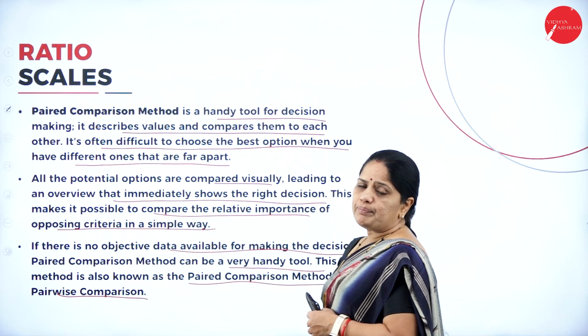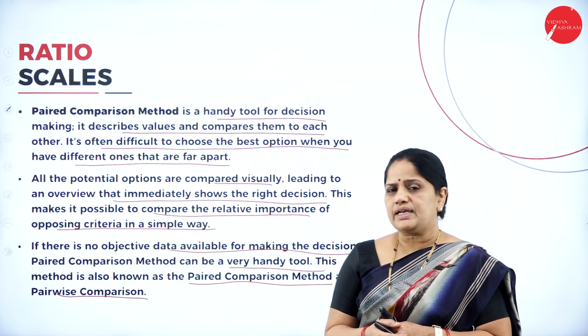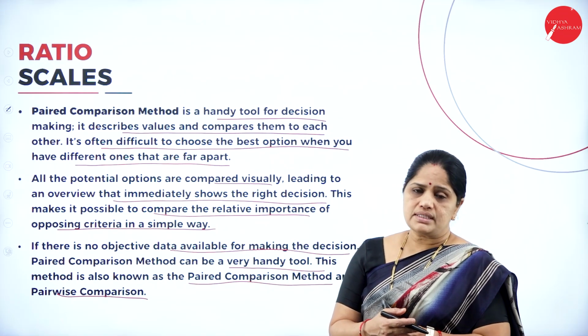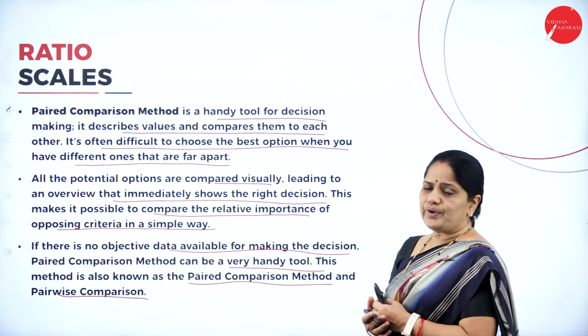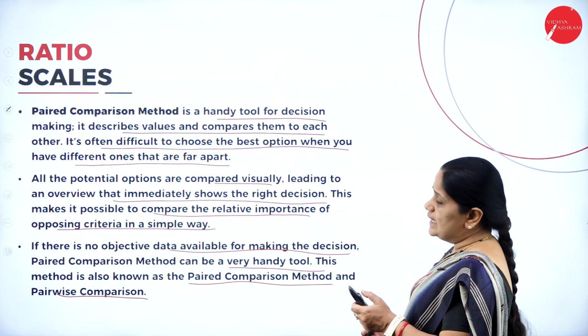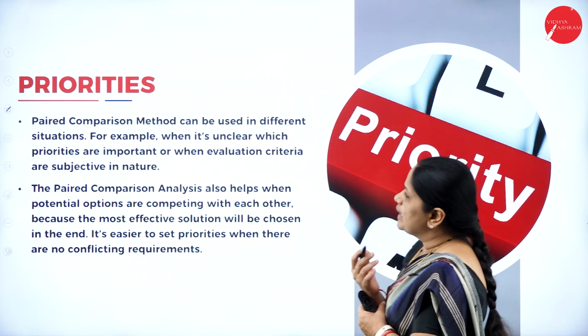So this kind of paired comparison method is also useful where the data is not available relating to the subject, and as such when we have a relation between the two variables, it will be easy for decision making purposes. Then next we have the priorities.